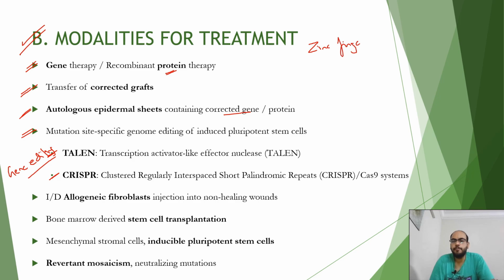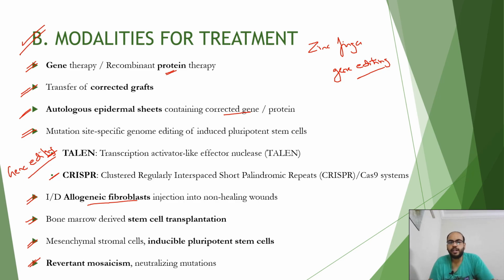It was the first method of gene editing, now not used. Now CRISPR is in fashion. So TALEN and CRISPR are gene editing. Intradermal allogenic fibroblast, bone marrow derived stem cells, mesenchymal stem cells, and Revertant Mosaicism. So we'll go through each of them very briefly so that we can cover all the modalities for treatment.